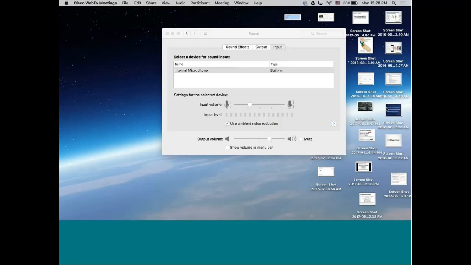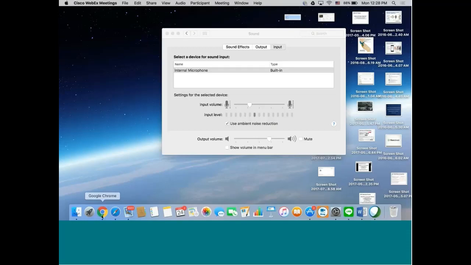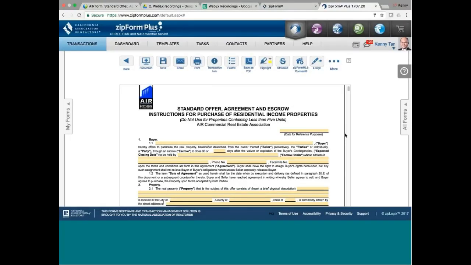A lot of people are calling in using their iPhone. Okay? Next time, try not to call in using your iPhone if you can avoid it, because if you use your iPhone, I'm going to have to mute you every time because of all the background noise.